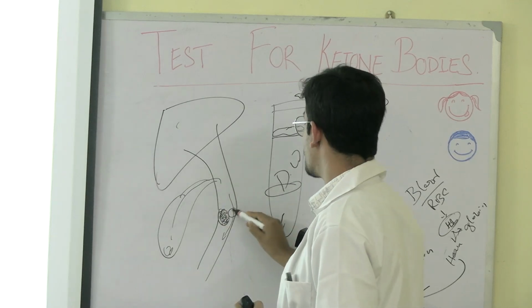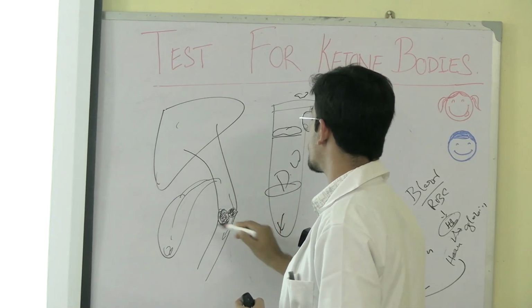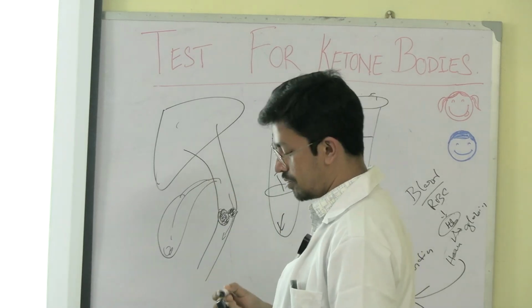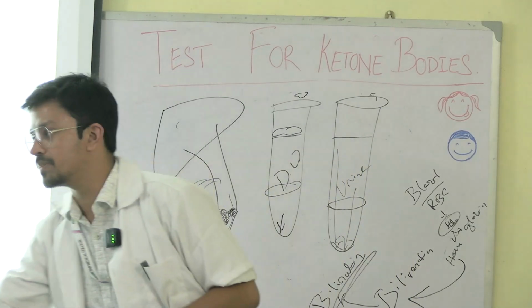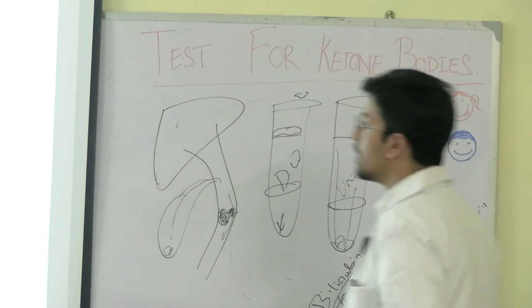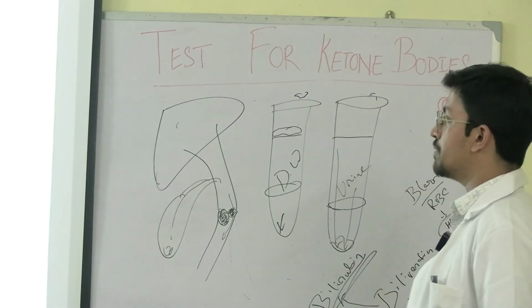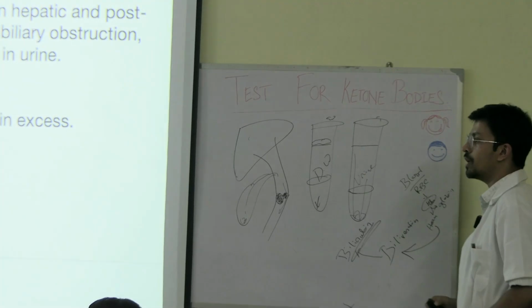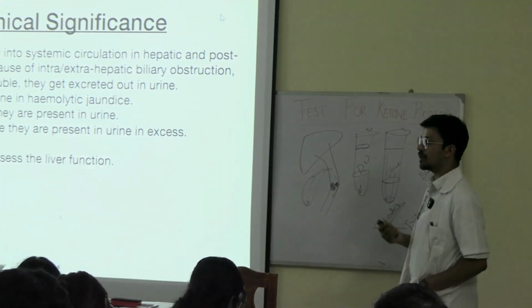But if it's a complete obstruction, let's say over here there are two stones which is completely blocking this part. Now nothing can come out from here. In that case, it will be excess level of bile salt that is present in the urine. Now why we are using this test is basically to find the liver function, if the liver is functioning properly, if the bile is getting reabsorbed properly or not.